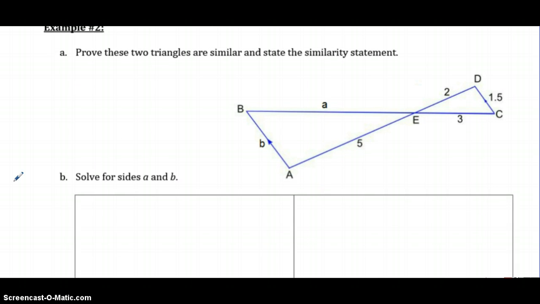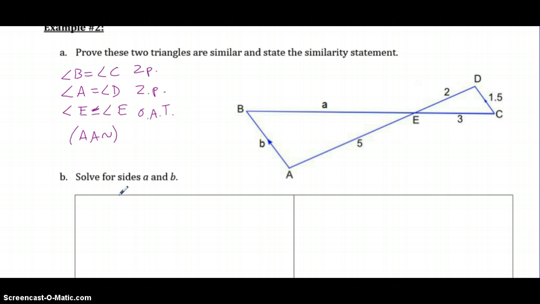Example 2, prove these two triangles are similar and state the similarity statement. So it might be hard to see, but there are these little teeny weeny arrows on here. So using my Z pattern, I can tell you that angle B and angle C are equal, angle A and angle D are equal, and that middle point, angle E and angle E, are equal. You need at least 2 of those stated to tell me angle similarity. So this guy's because of your Z pattern, this guy's because of your Z pattern, and these guys are opposite angles, or opposite angle theorem.